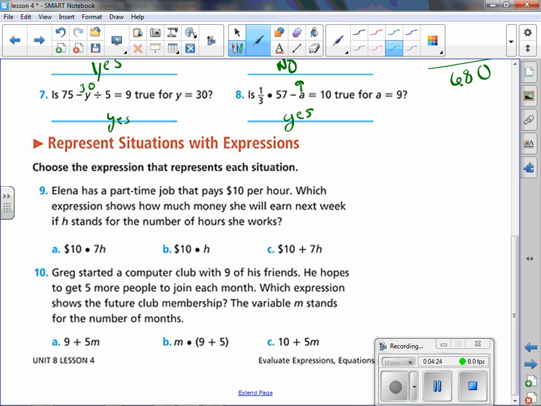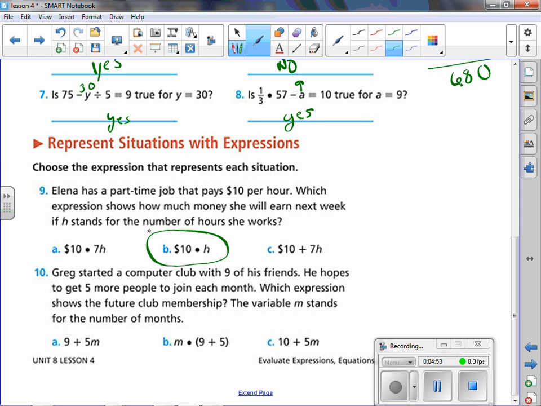Let's try this next one, and we're just going to pick the expression that represents it correctly. Elena has a part-time job that pays $10 an hour. Which expression shows how much money she'll earn next week? H stands for the number of hours. Well, it's hours multiplied by 10. $10 per hour. If she works 1 hour, she only gets $10. But if she works 10 hours, she gets $100. It's multiplication. There's no 7 in the expression, so you should have easily been able to eliminate the other 2.